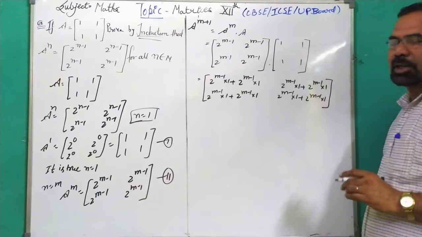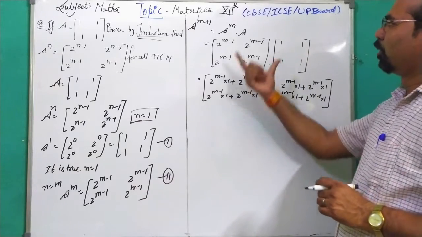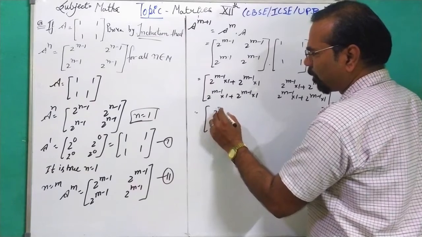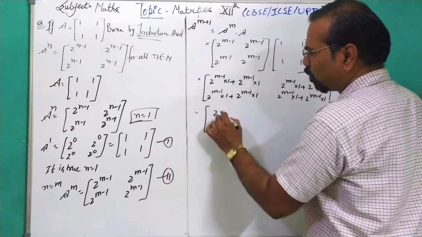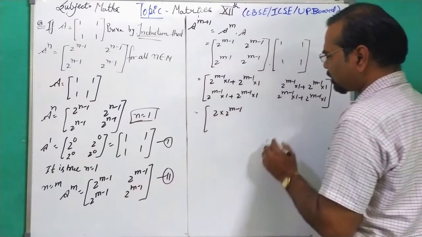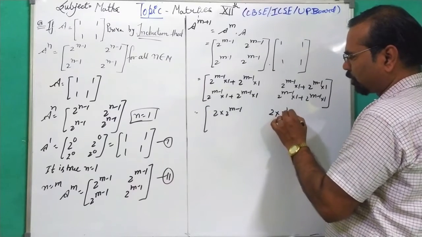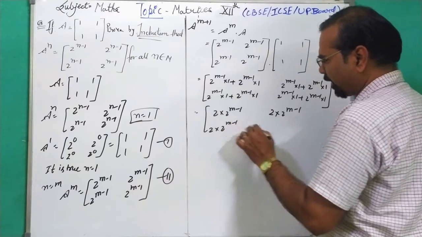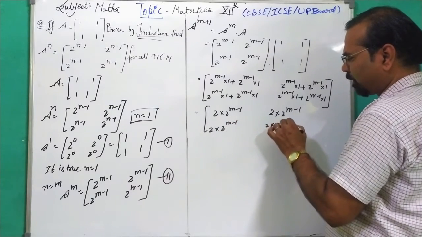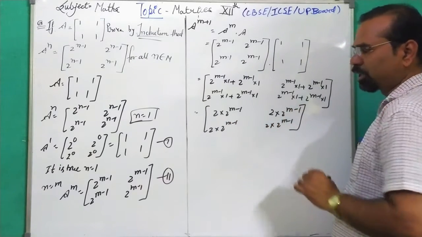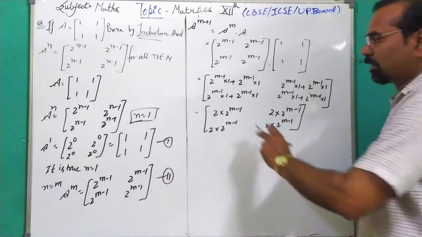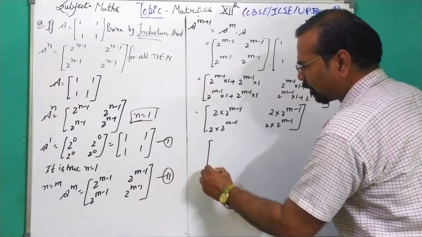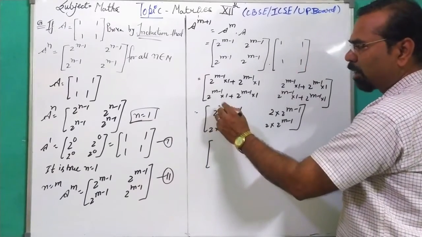Okay students, you already know how we do the product. So we get 2 times 2 raised to the power m minus 1 in every entry. Any doubt? Here the bases are the same, so the powers are added. So we can write 2 raised to the power 1 plus m minus 1.